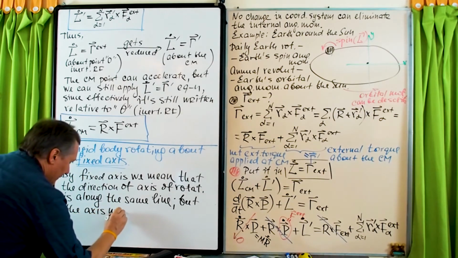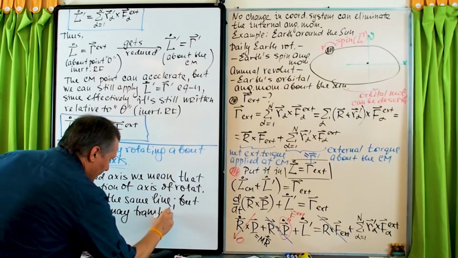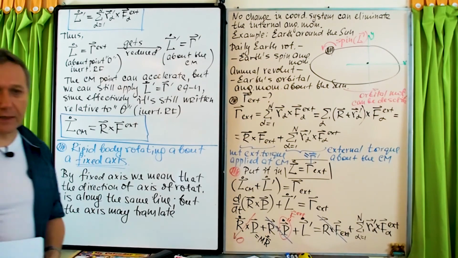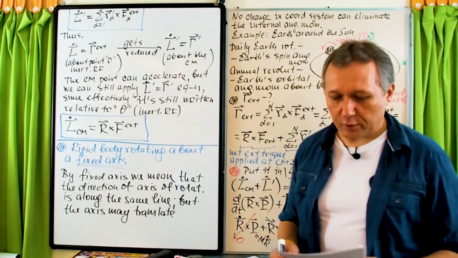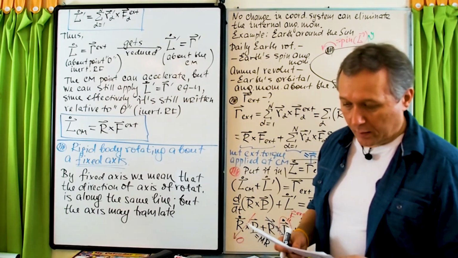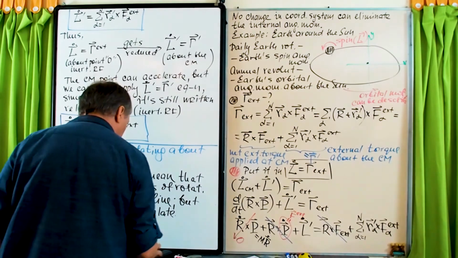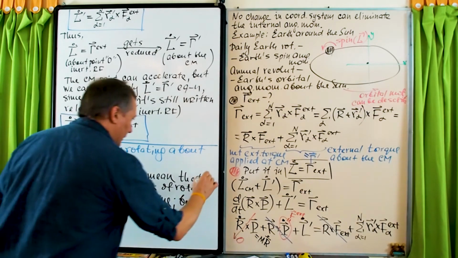It may translate. Of course, it doesn't have to, but if it doesn't translate, it will be a special case. It will still be a fixed axis, but a special case of a more general definition of a fixed axis. Okay, so we can say it like a definition.